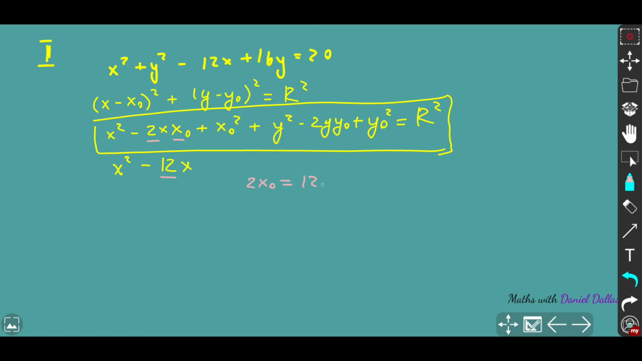and that's going to be the x coordinate of the center. In the same way, I will compare the next terms, y squared minus 2y y0, with 16y. So obviously, negative 2y0 is going to be 16, okay? And that means y0 is going to be negative 8. Hence, I got the coordinates of the center as 6 and negative 8, and you can compare with the results that we've taken before. All right, but what about the radius?